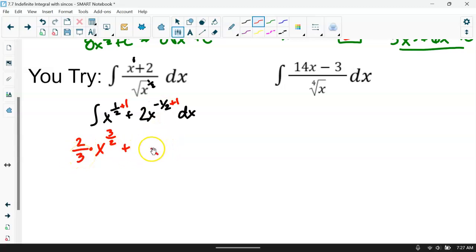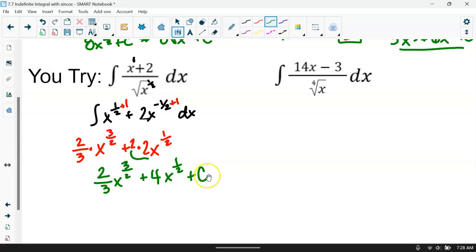Then plus here, this is now x to the 1/2, negative 1/2 plus 1. But then don't forget to divide by your new exponent or multiply by the reciprocal, which is 2 over 1 or 2. So that means here your integral is 2/3 x to the 3/2 power plus, don't forget 4 here from 2 times 2. Then x to the 1/2 power, or you could rewrite this as 4 times radical x plus c.